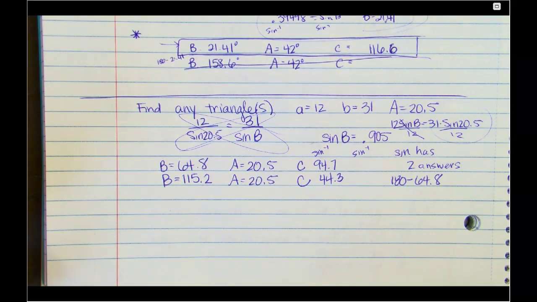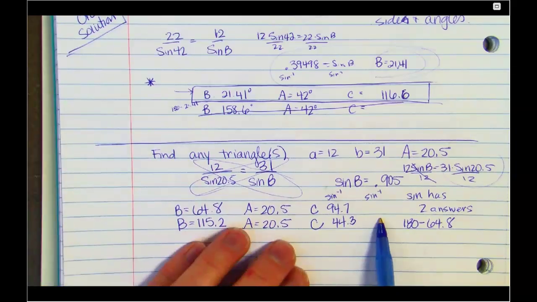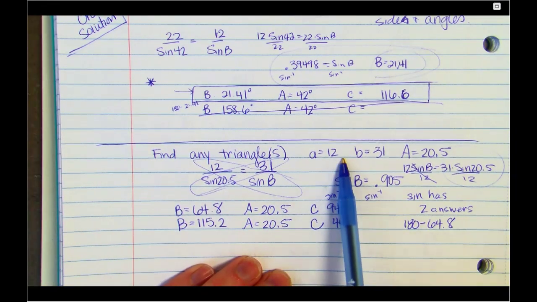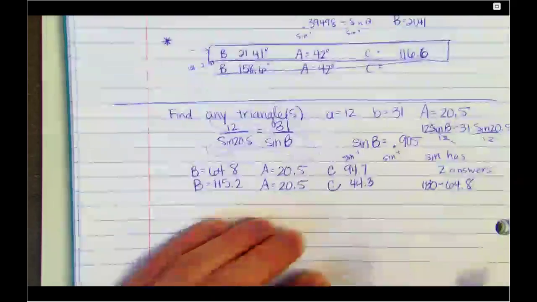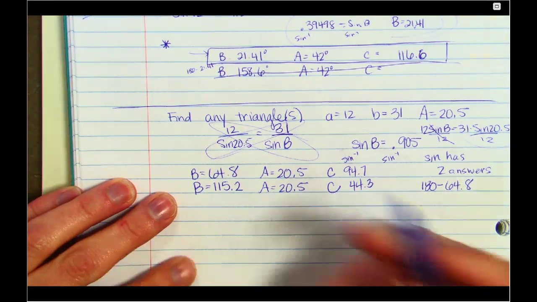Now, I do want to say this. We're skipping a little bit. When you have your homework, it actually wants you to have a complete triangle. So you would need to go back and find side C for these. I'll show you one. I'm not going to do both of them.